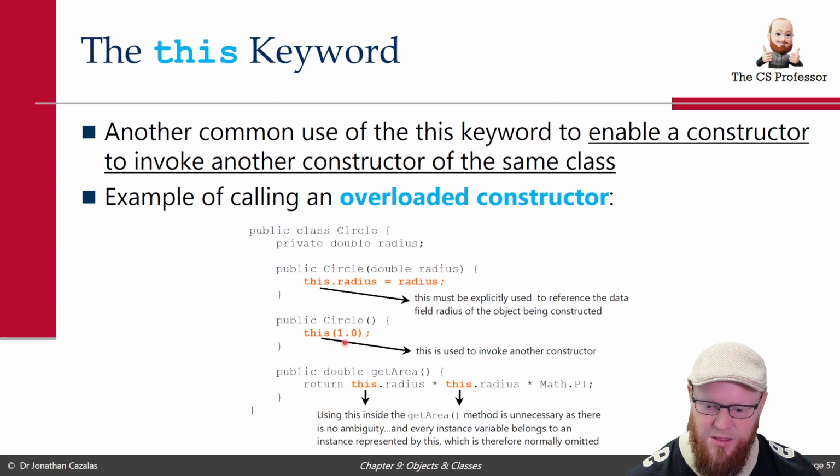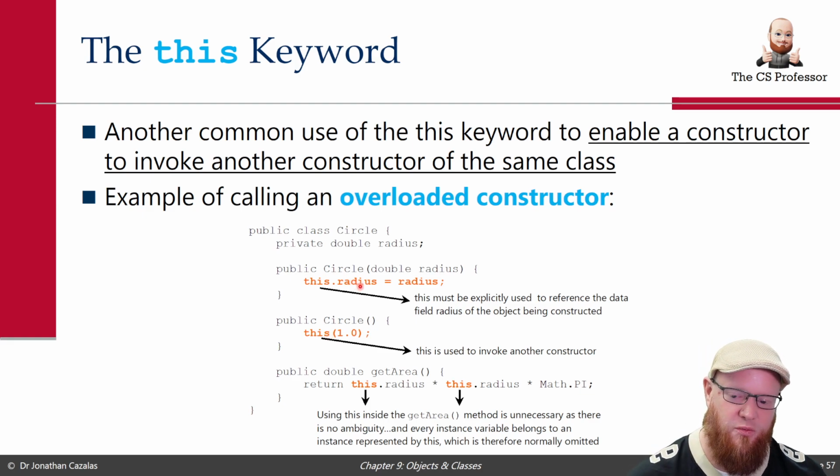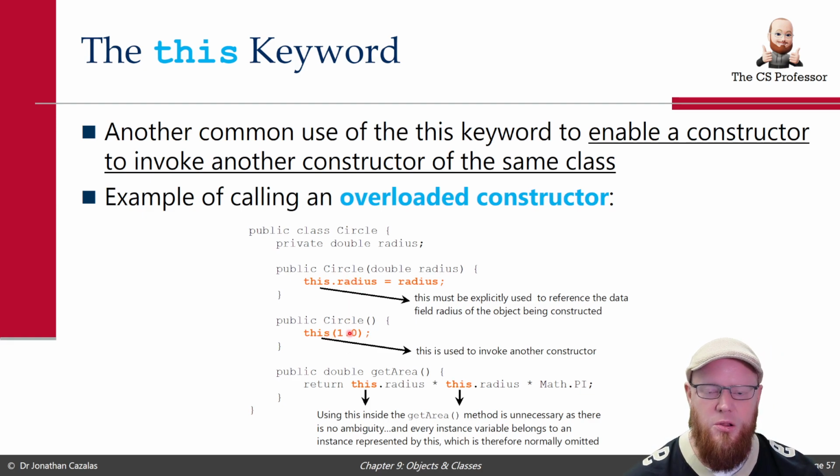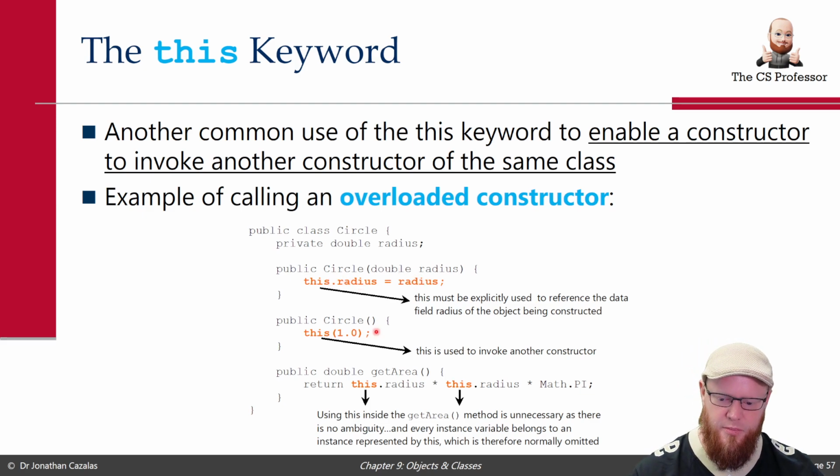So Java is going to take this parameter 1.0, and it's going to go examine all of your other constructors that you have. In this case, we only have one other constructor. It's going to look for a matching constructor that has a single parameter, a double. And sure enough, it finds this constructor. And so it takes this 1.0 and it sends it right here to radius. And then we take radius, the 1.0, and we save it into the data member.